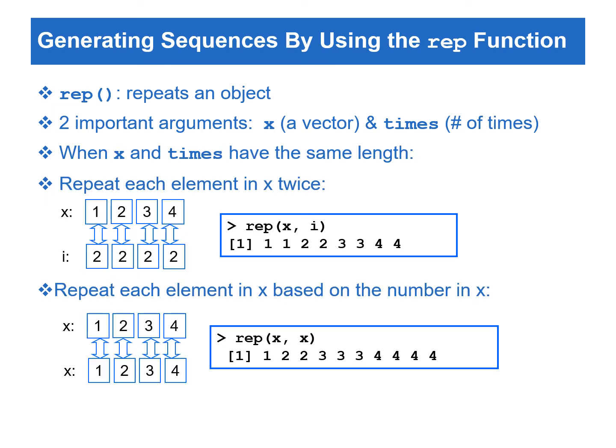The second argument of the rep function can be a vector with the same length as the first argument. In this situation, the repetition is done element by element. For example, x contains numbers 1 to 4. i contains four 2's. Repeating x, i times means repeating each element of x twice. The second example repeats x, x times, which means repeating the first element of x once, the second element of x twice, the third element of x 3 times, and the fourth element of x 4 times.